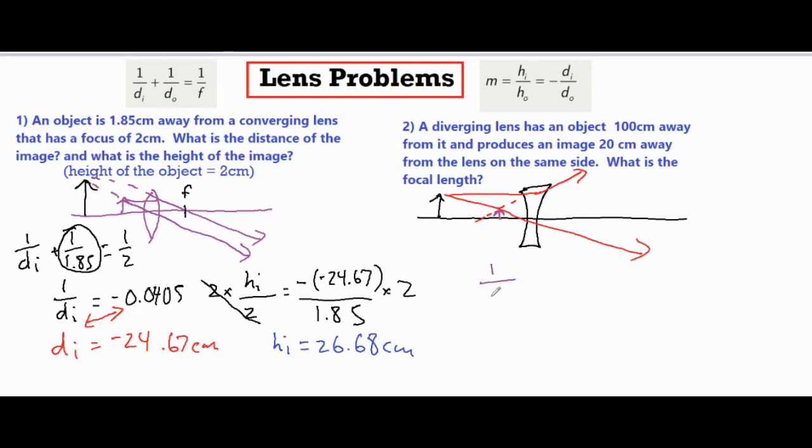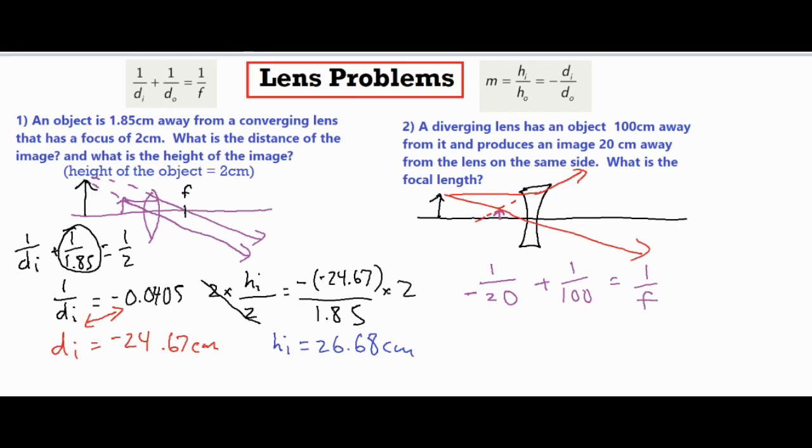So I have my distance of my image, and then plus my distance of the object equals 1 over the focus. Now, because my image is on the virtual side, it's on the same side of the object. Anytime you're on the same side of an object for a lens, that's considered the virtual side. So this is going to be negative 20.